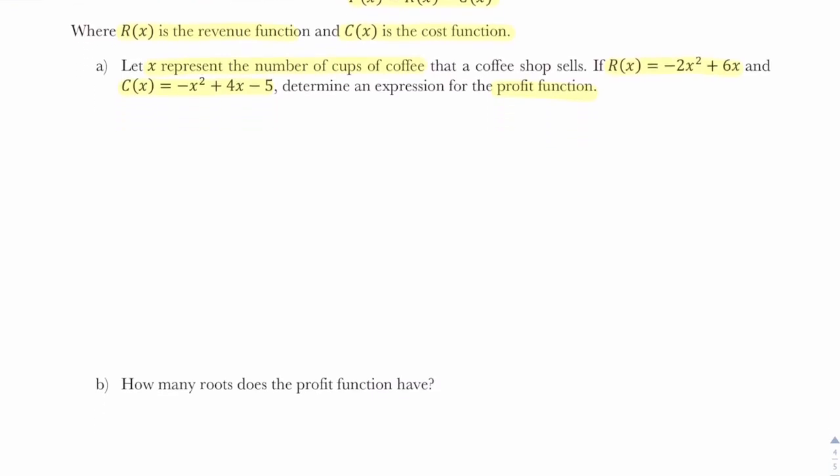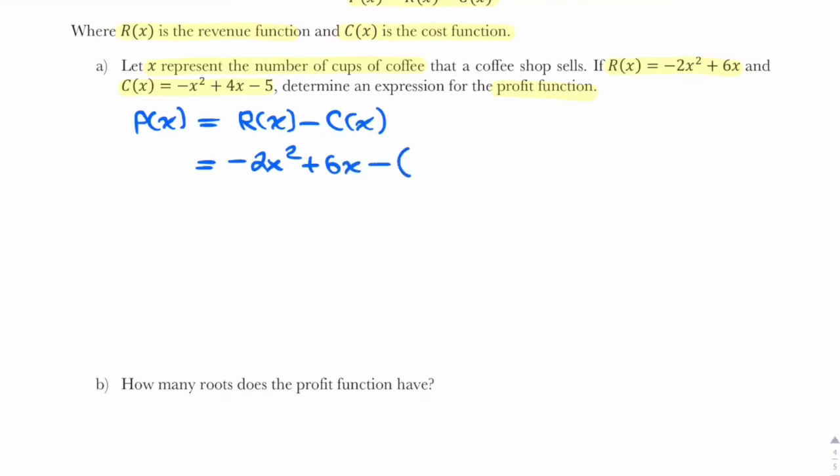Here we go. So our profit function, remember, is the revenue function minus the cost function. At this point, you can just substitute for both revenue and cost. So the revenue function is -2x squared plus 6 times x. And the cost function, I'm going to put brackets here because you have to subtract all of it, is -x squared plus 4x take away 5.